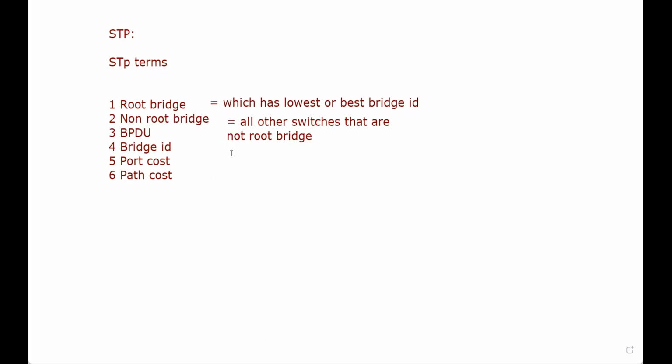BPDU full form is Bridge Protocol Data Unit. The information passed from one switch to another is known as a frame, as you have learned in the OSI model. Bridge Protocol Data Unit is the information passing between switches. If I'm sending some data to Loic, I say I'm sending a BPDU to Loic. If I'm sending something to Naprit, I'm sending a BPDU to him. So BPDU means any information that I'm sending.